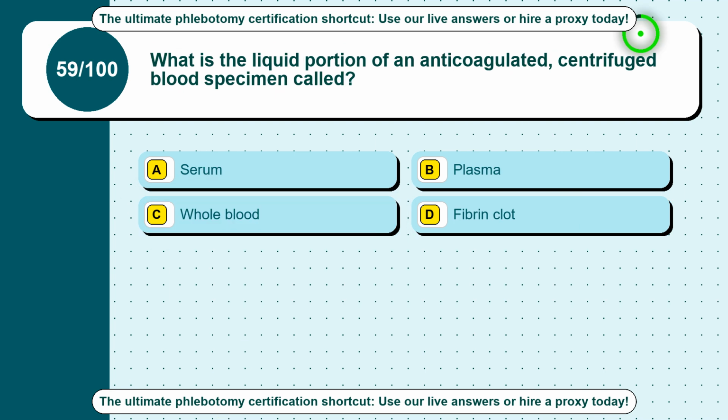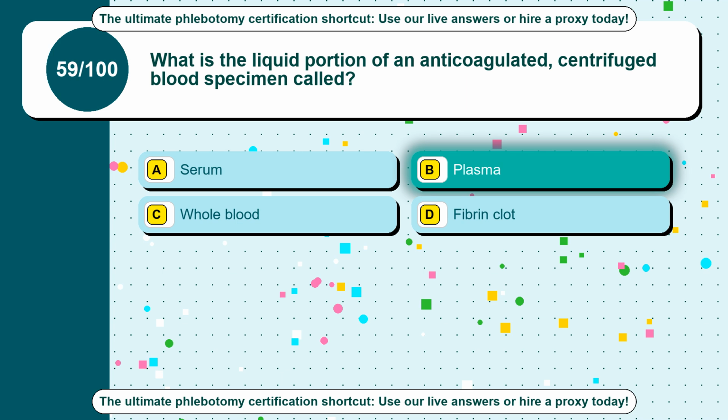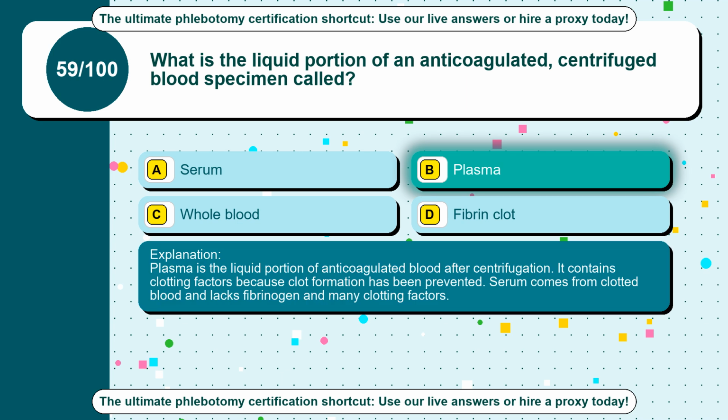Question 59. What is the liquid portion of an anticoagulated, centrifuged blood specimen called? Option A, serum. Option B, plasma. Option C, whole blood. Option D, fibrin clot. The correct answer is option B, plasma. Plasma is the liquid portion of anticoagulated blood after centrifugation. It contains clotting factors because clot formation has been prevented. Serum comes from clotted blood and lacks fibrinogen and many clotting factors.